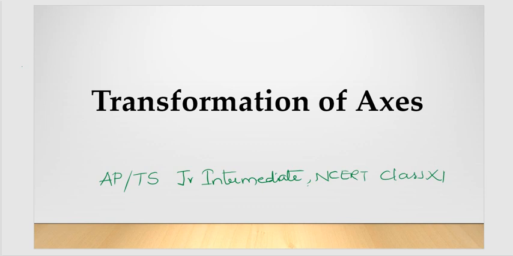Since this is the introductory part and it is the smallest chapter in intermediate, it is also useful for the upcoming classes of coordinate geometry, right?